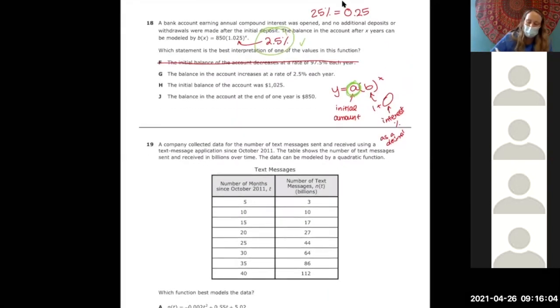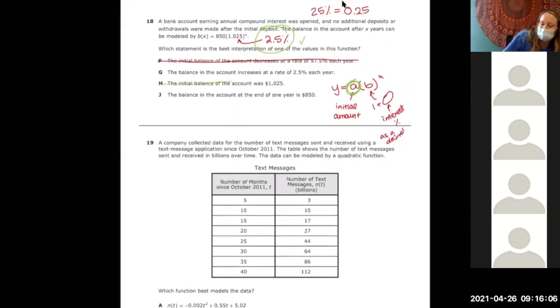We can cross off that the initial account balance was $1,025. And then the balance on the account at the end of 1 year is $850. If you look at the graph, at 1 year, it is not 850. It's a lot bigger than that. So we would cross off this. So it's all about looking at the graph on these word problems. If they ever give you an equation, plug it into y equals and take a look at it and then make decisions. Okay.